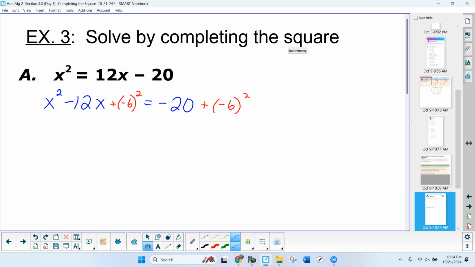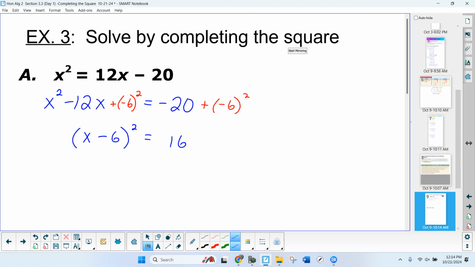Now, the left side, what does this factor into? We just did 4 of these. What does this factor into? X minus 6, quantity, squared. Now, this right side is negative 20 plus negative 6 squared. What's negative 6 squared? 36. What's negative 20 plus 36? 16. What did you have to do with that? Yeah. Whatever you do to one side, you've got to do to the other.